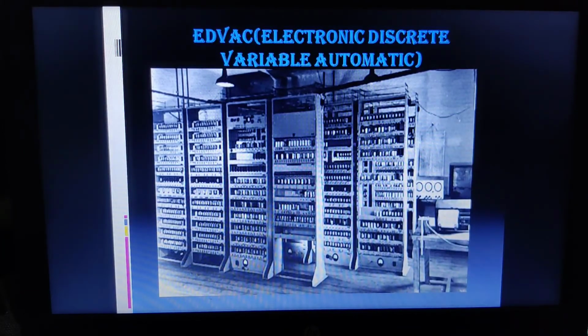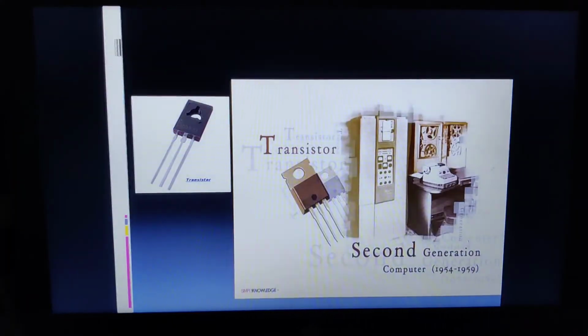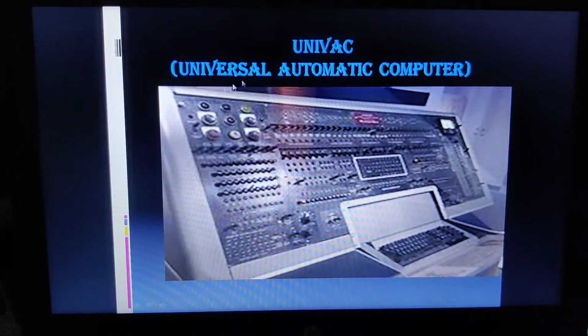Later, one more machine came into existence in this period, the EDVAC computer. EDVAC stands for Electronic Discrete Variable Automatic Computer. This was a vast improvement over the previous ENIAC computer, and it was also developed by John W. Mauchly and J. Presper Eckert. Again between 1940 to 1956, one more computer came into existence, UNIVAC. UNIVAC stands for Universal Automatic Computer.